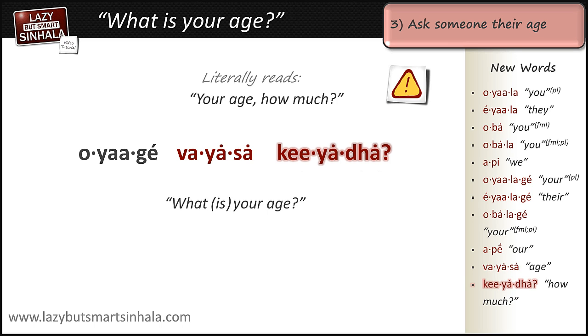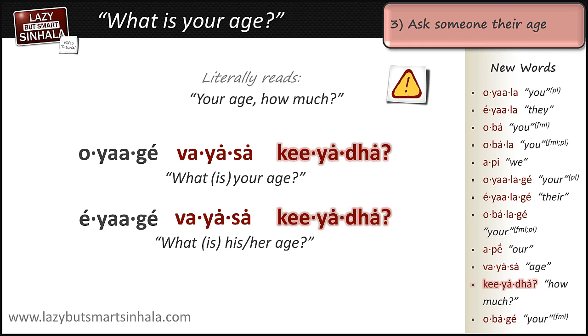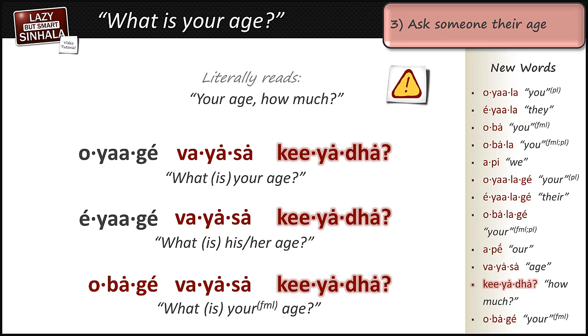So to ask what is your age, we say Oyage vayasa kiyada. Similarly, what is his or her age is Eage vayasa kiyada. And what is your age using the formal you is Obage vayasa kiyada. If we wanted to replace these pronouns with their plurals, everything else in the sentence structure will stay the same.